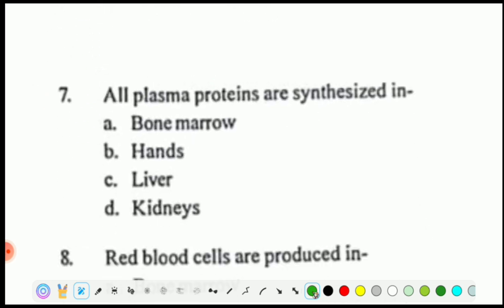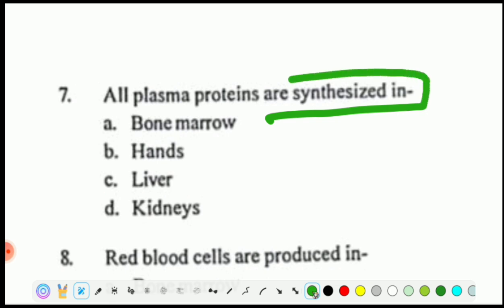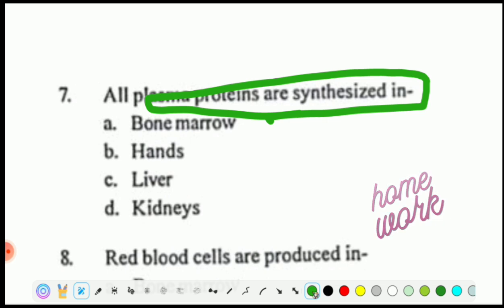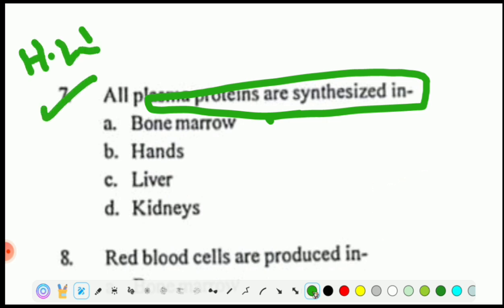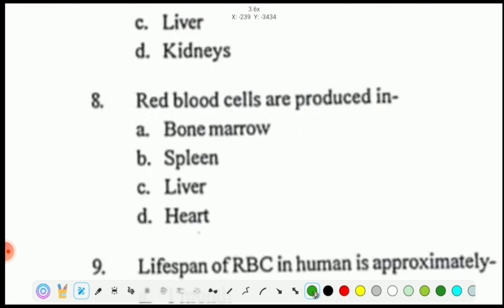Then all plasma proteins are synthesized in, the location for synthesis of plasma protein. You can take it as a homework question. I want you to solve it by yourself. The answer is already there in the comment section. I will pin it for you, but you should try to answer this question by yourself. This is the easiest one of all.